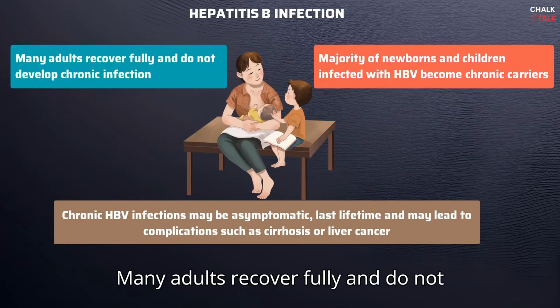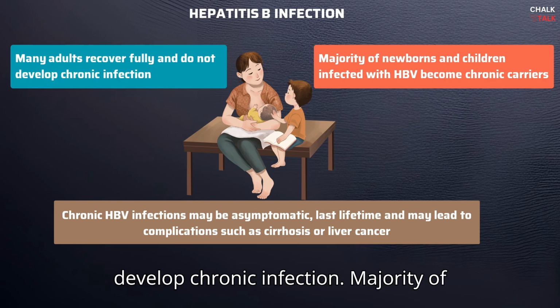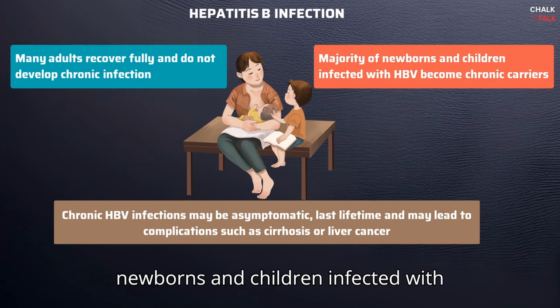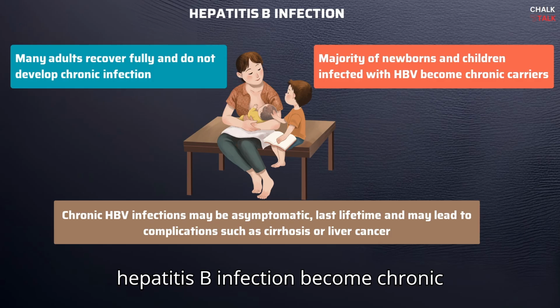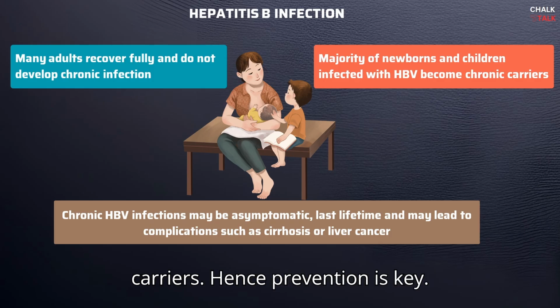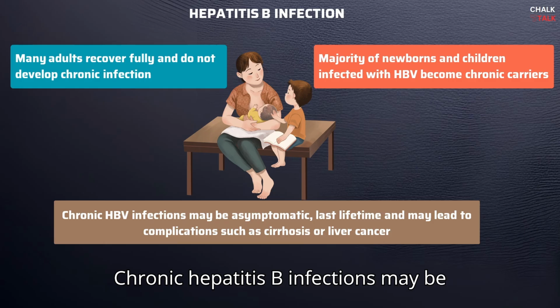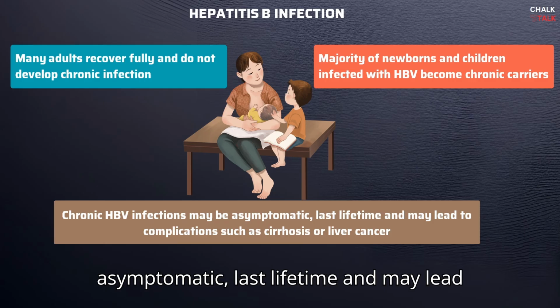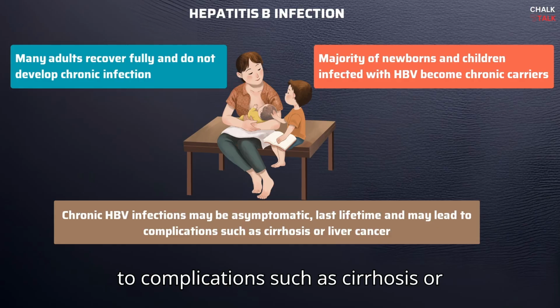Many adults recover fully and do not develop chronic infection. The majority of newborns and children infected with hepatitis B become chronic carriers, hence prevention is key. Chronic hepatitis B infections may be asymptomatic, last a lifetime, and may lead to complications such as cirrhosis or liver cancer.